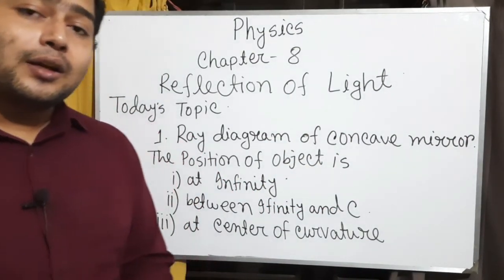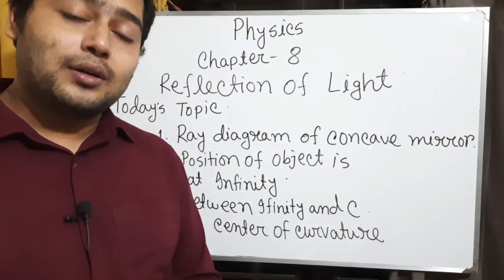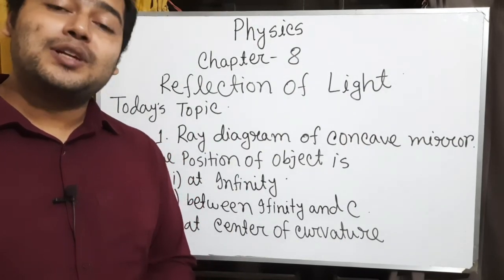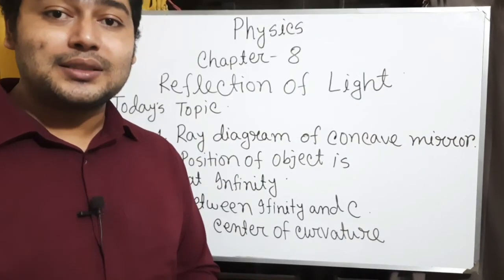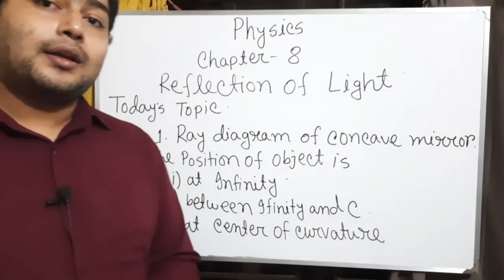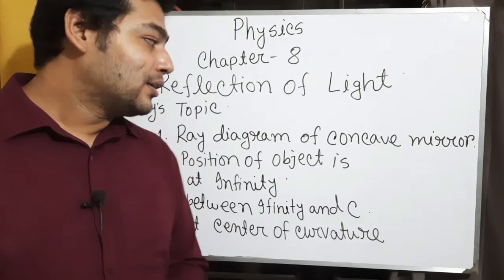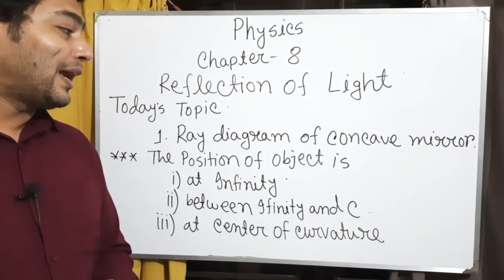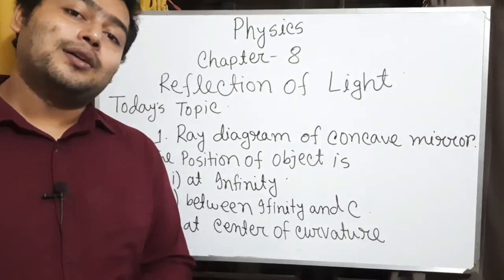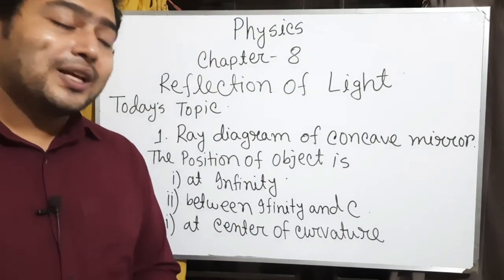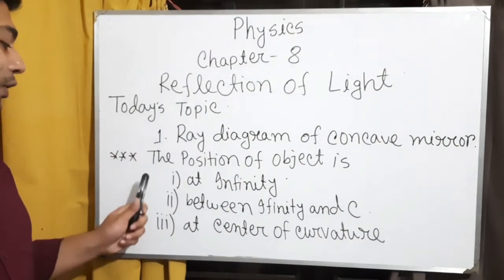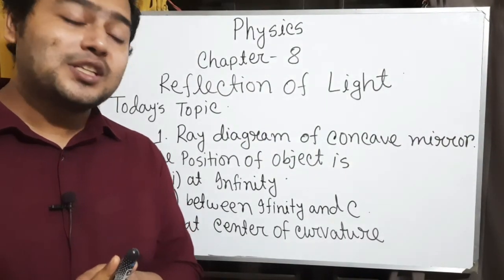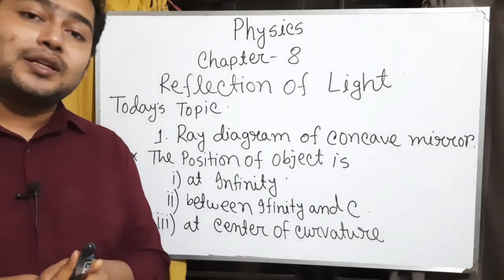In concave mirror we can get two types of image: real and inverted image, and virtual image. For the different positions of the object we can get these types of image. In today's lecture we will discuss only 3 positions. Totally we have 6 positions for concave mirror.